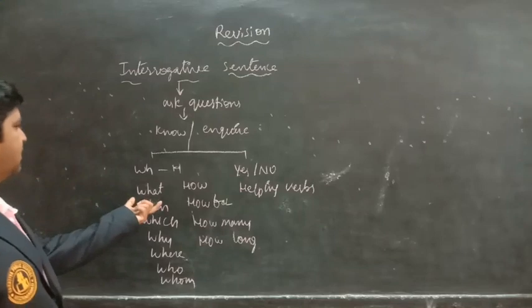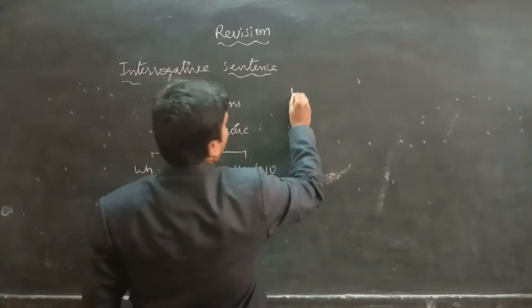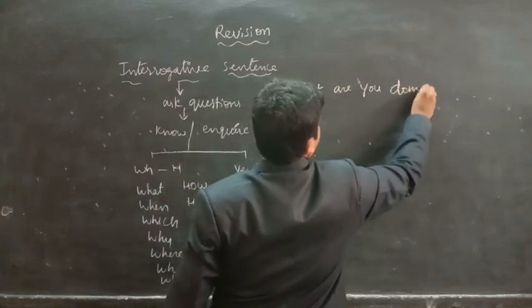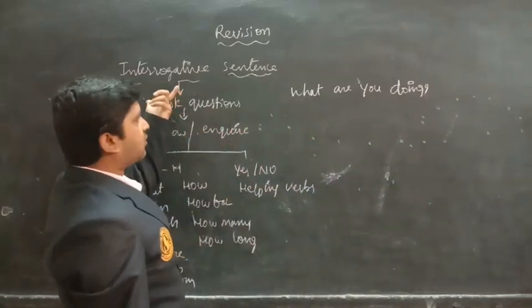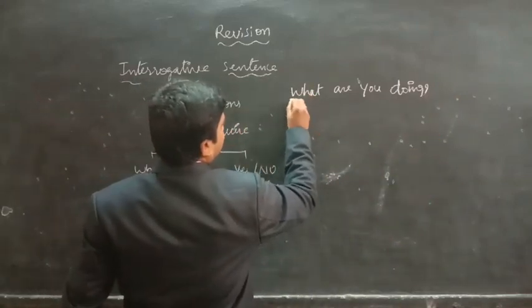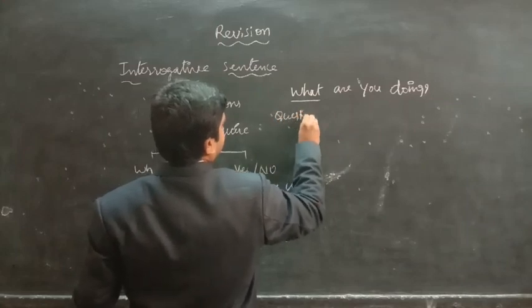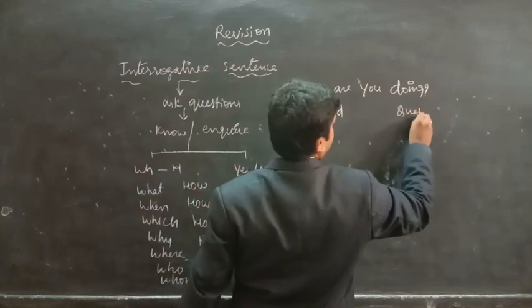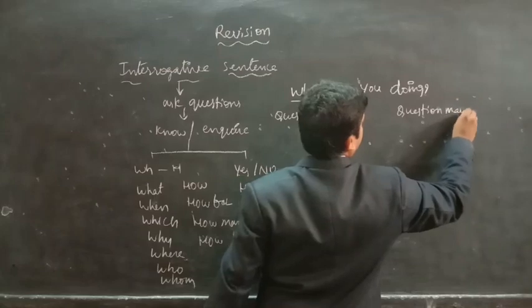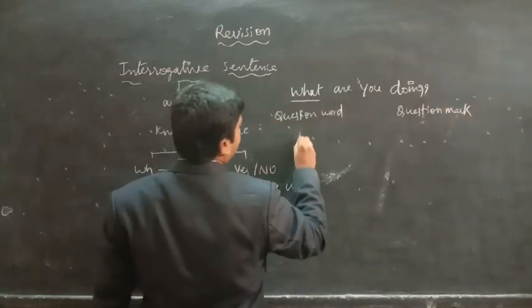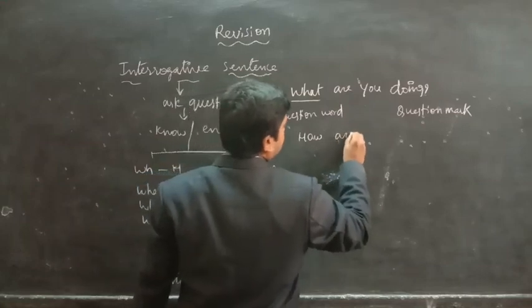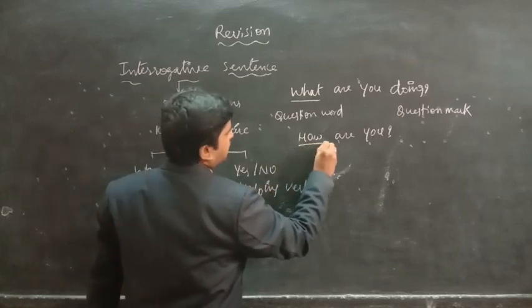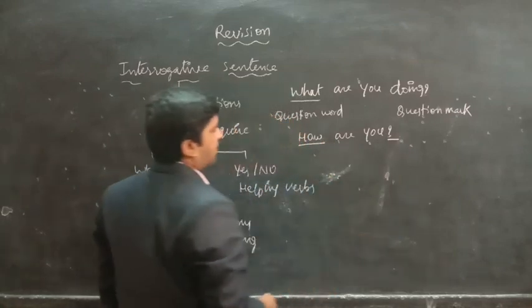Here is an example with what. What are you doing? This interrogative sentence starts with a question word and ends with a question mark. Here is another example. How are you? This also starts with a question word and ends with a question mark.